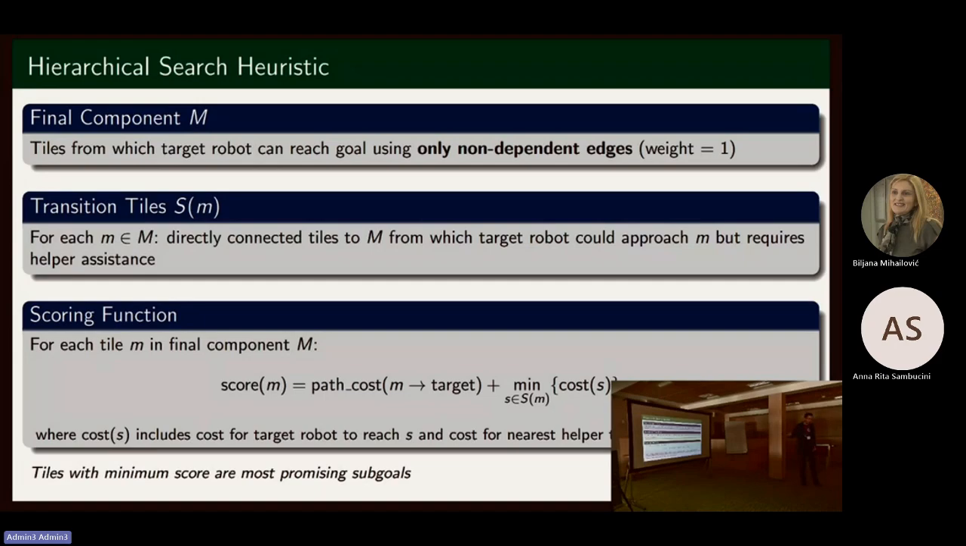We score each of these final components by summing the cost to get to the target from the final component and the cost of the path from the initial configuration of the target robot to one of the final components, plus the helper robot. It's both of them. This is the heuristic that we're trying to teach the neural network.